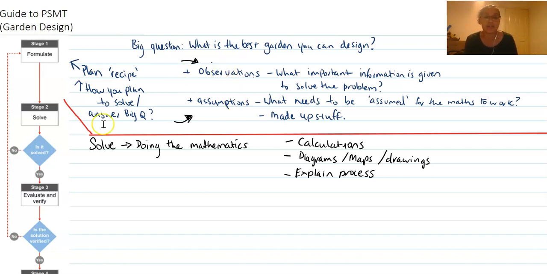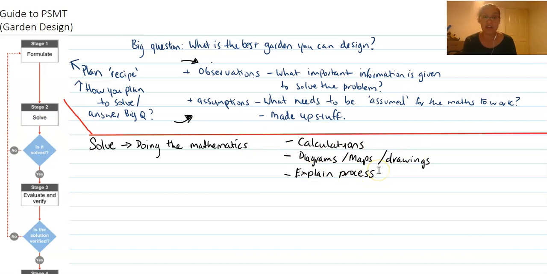We'll look more specifically at this in another video when we do your consideration section. And your plan is like a recipe. So how are you going to solve this problem? Step out some ideas and processes. Once you've got these things, you're going to then develop a solution. This is where you do the mathematics. Things you include in your solution are your calculations, diagrams, maps, drawings, and explaining your process.